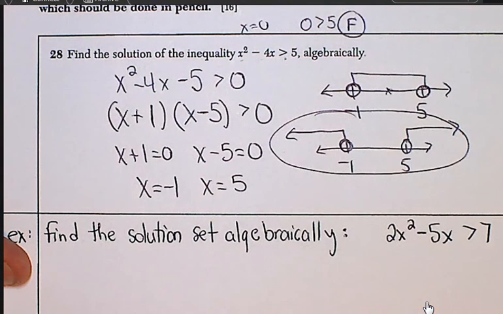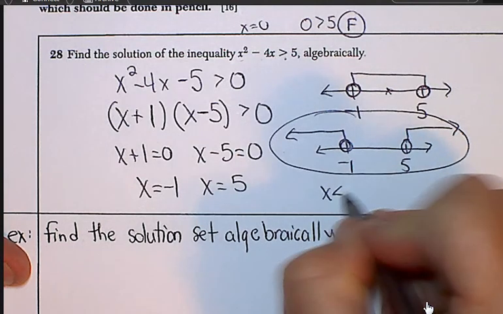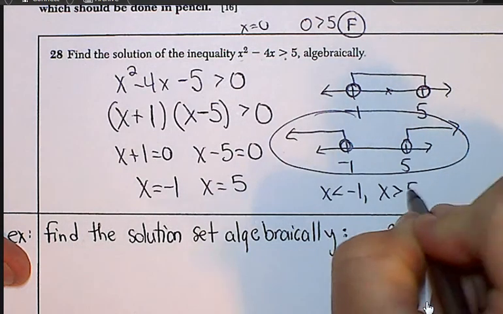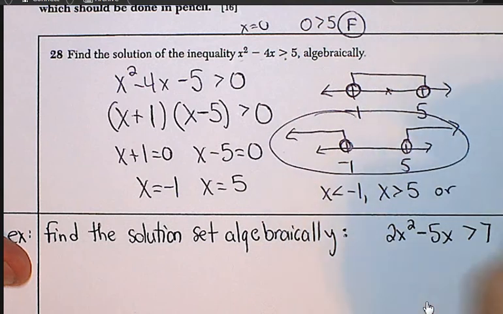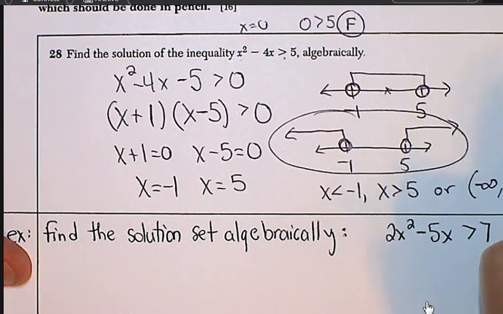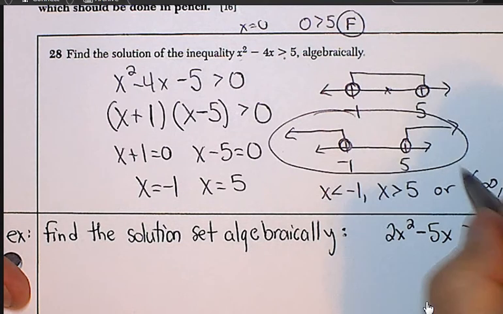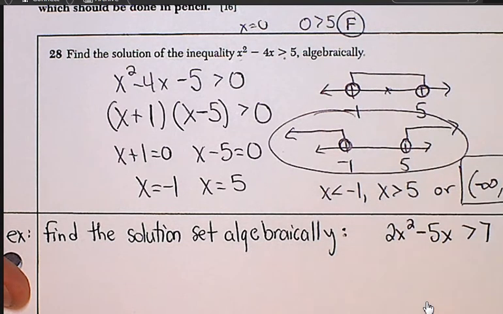So then let's state the solution set. x will be less than negative 1, and x will be greater than 5. Or you can put it in interval notation. We go from negative infinity to negative 1, but we're not going to include the negative 1, so it's a parentheses, and then parentheses 5 all the way to infinity. And that's the solution. So let's try it one more time.